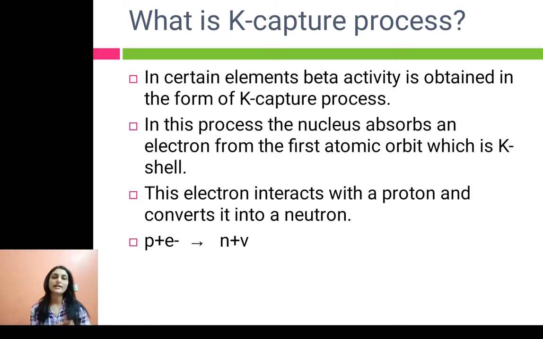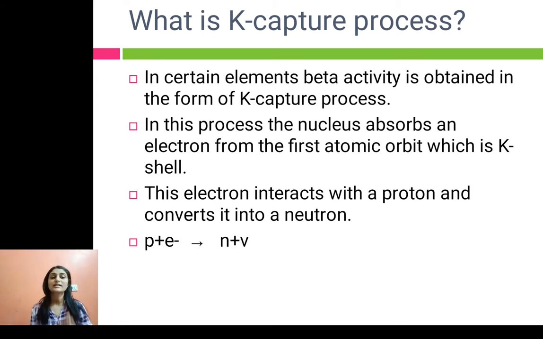Now we know that there are three types of beta decay. One is beta negative emission, another is beta positive emission, third is electron capture, or it is also called a K capture. Now many think that K capture cannot be a type of beta decay, as beta particles are not emitted, but the K capture process or electron capture process is very similar to beta positive emission, so it is considered as a type of beta activity.